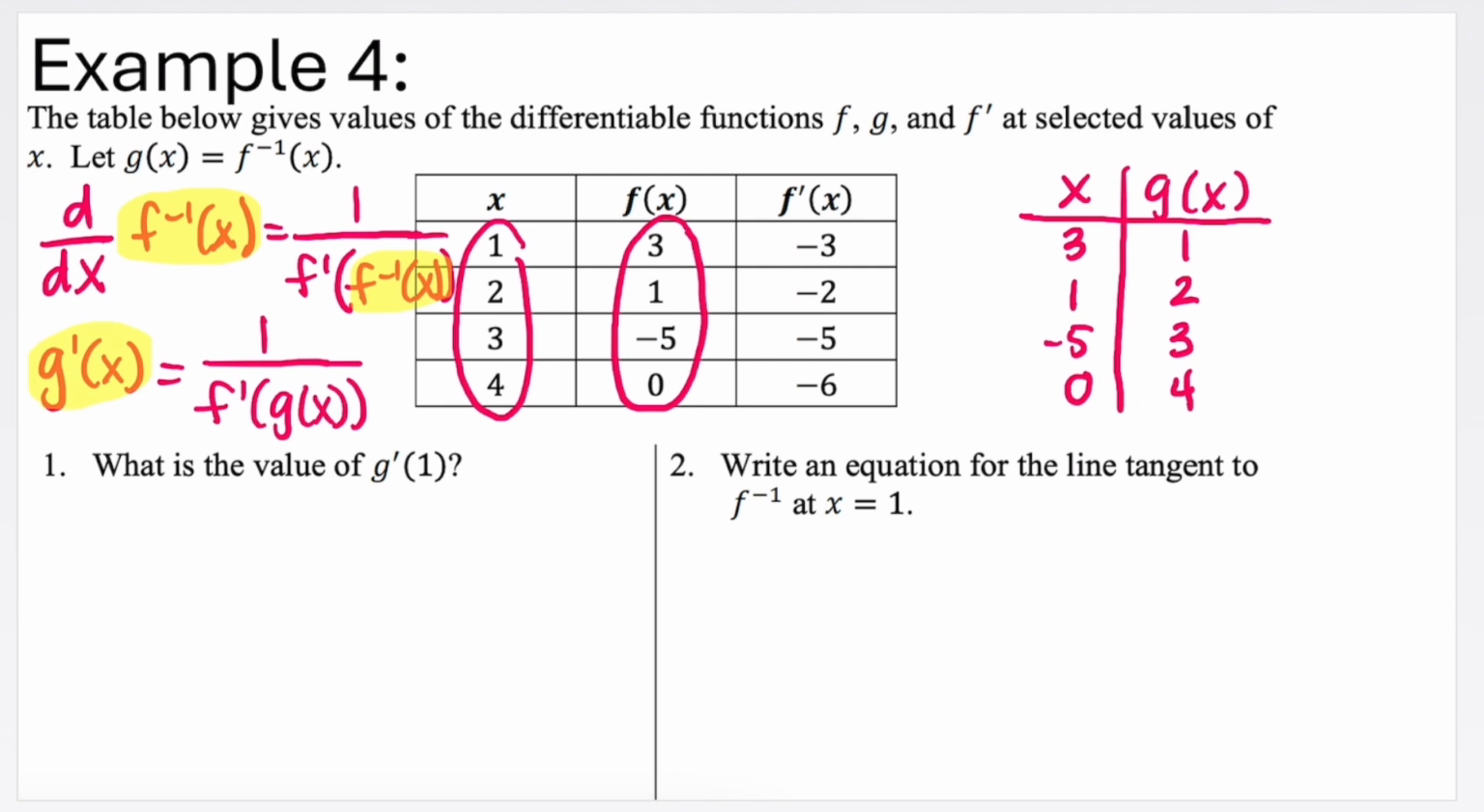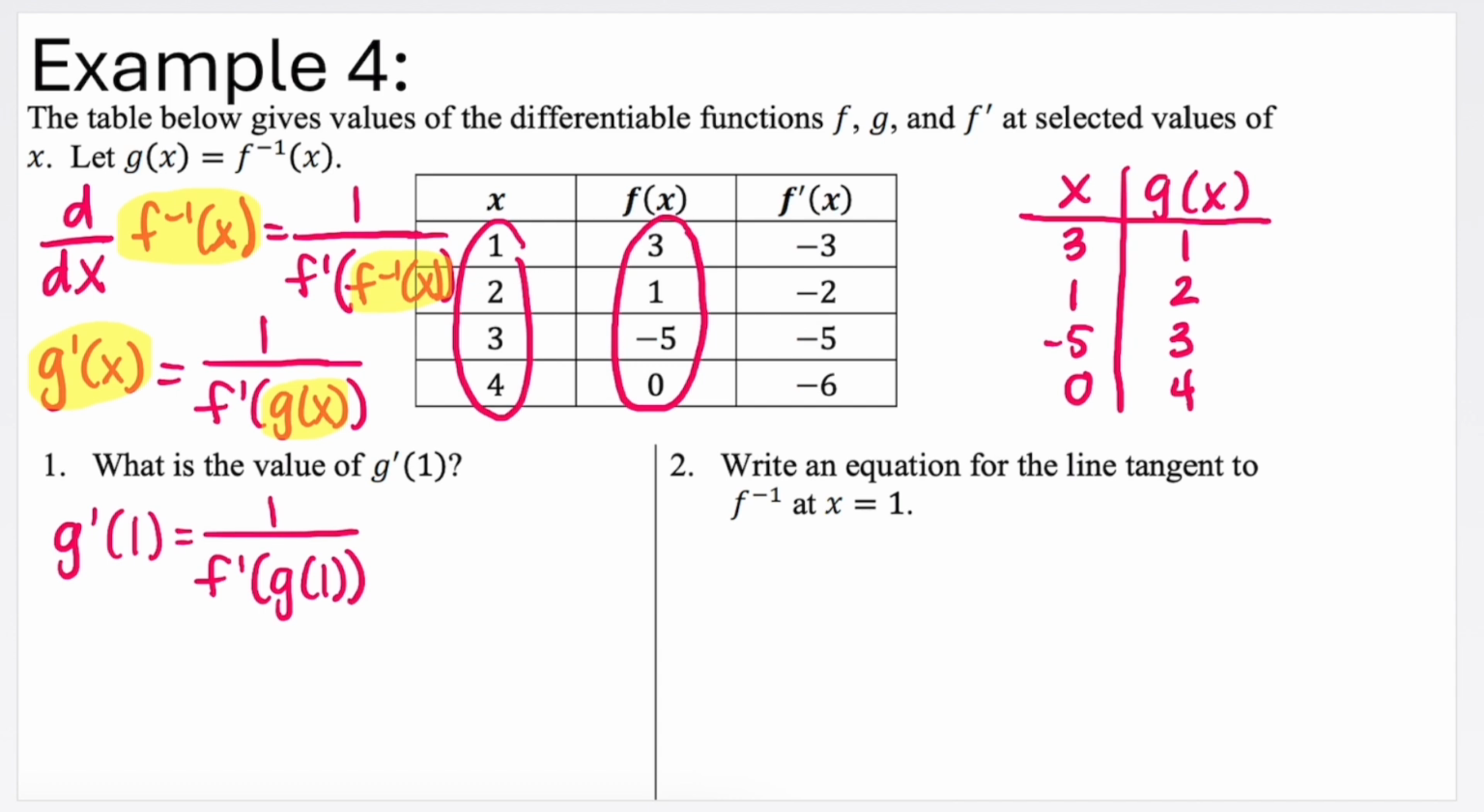Okay, so it said the derivative of the inverse of f, and so the derivative of g would just be g prime. The inverse of f that was inside the parentheses, I just replaced with g of x, which is the inverse of f. All right, so it wants us to find the value of g prime of 1. So I'm going to take this and put it into the formula that I just wrote. So I'm going to have g prime of 1 equals 1 over f prime of g of 1.